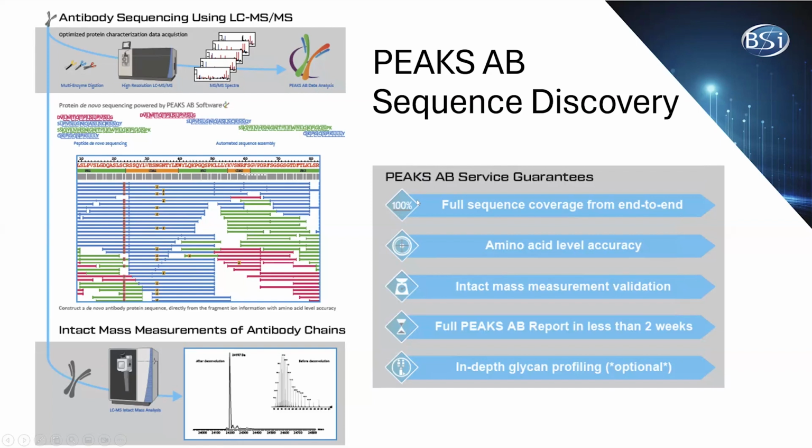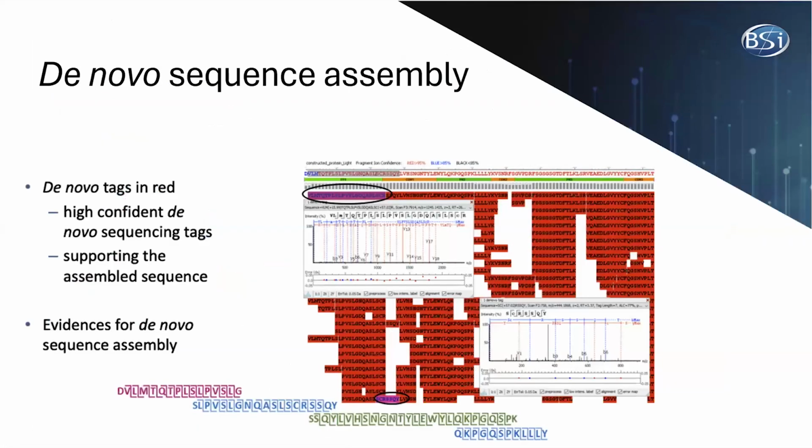So this service, we provide 100% sequence accuracy from N to C terminus for heavy and light chains and intact mass validation, as I mentioned. And from the time we receive your sample, we have the reports ready and sent back to you within 2 weeks. And then if you're interested, we have an optional in-depth glycan profiling as an add-on to this service.